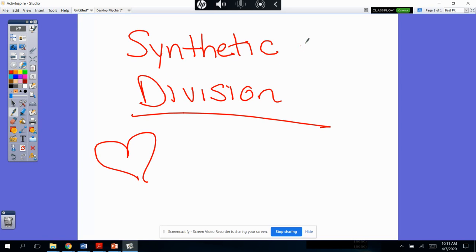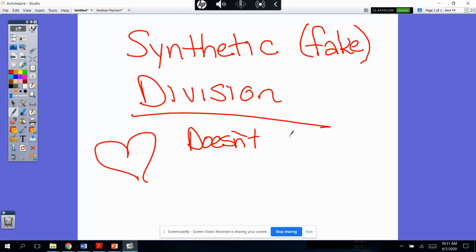The word synthetic, I don't know if you know this, but kids usually know every year when I ask them. Usually synthetic means kind of like fake, not real. And that's kind of what synthetic division is. It doesn't always work, so keep that in mind. You do need to know long division. However, it works a lot. And I would tell you if it does work, you should always use it, because it is superior and it is faster.